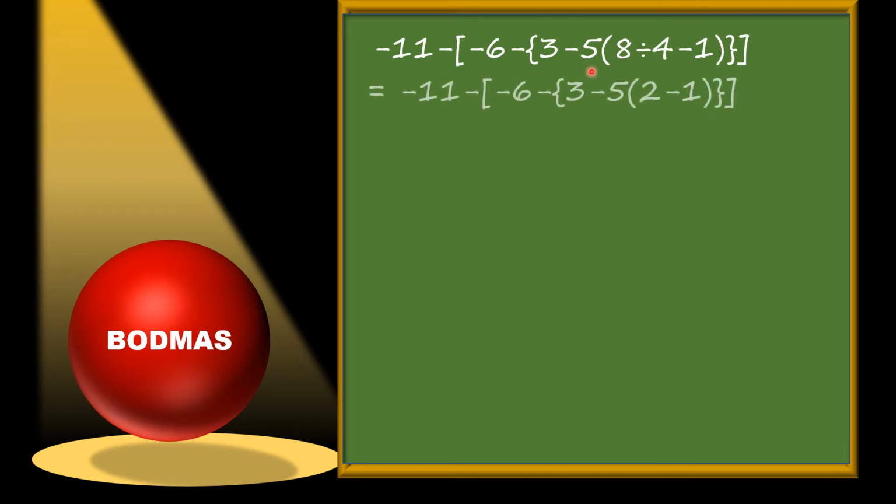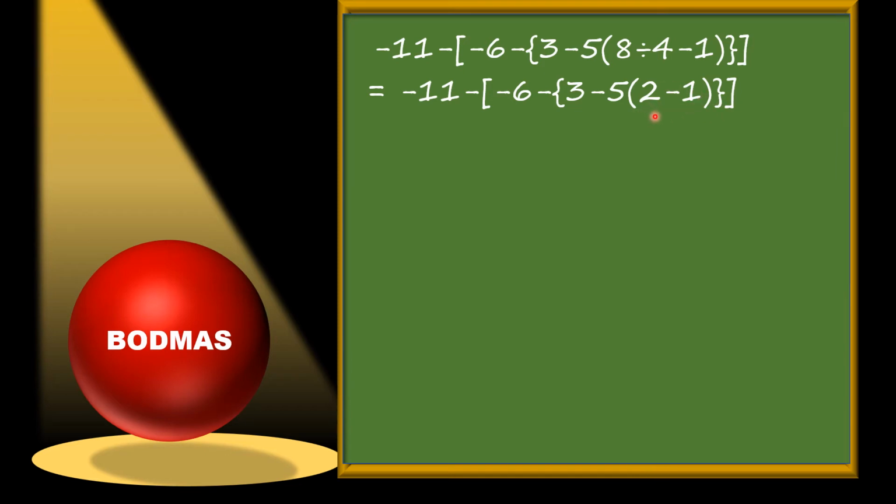Let us solve a few questions with this rule of BODMAS of simplification of integers. Here is your first question. In this question, there are different kinds of brackets. As I already told you, at first we will focus on this small bracket only, and the rest of the things we will write as it is. So we will solve this 8 divided by 4 minus 1. Here are two operations, and we know that we do division first. So 8 divided by 4 equals 2. The rest of the things will be as it is.